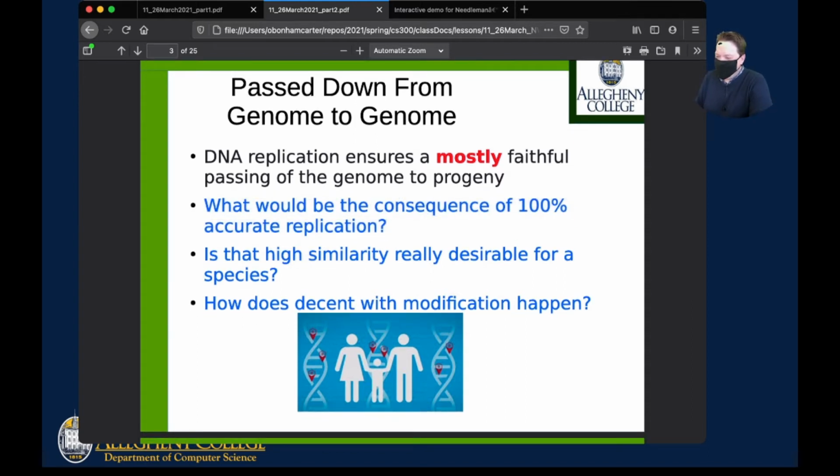So when I say high similarity, is it really desirable to have exactly the same genes as your parents? No, it is not. And that is a good thing, because you want to be able to deal with environmental pressures as they come.